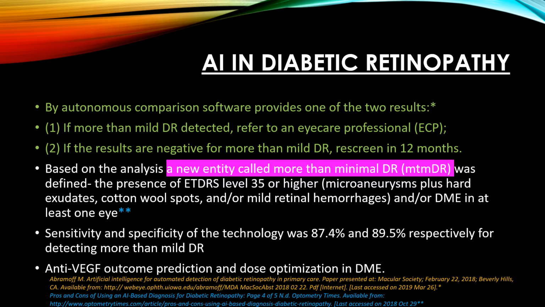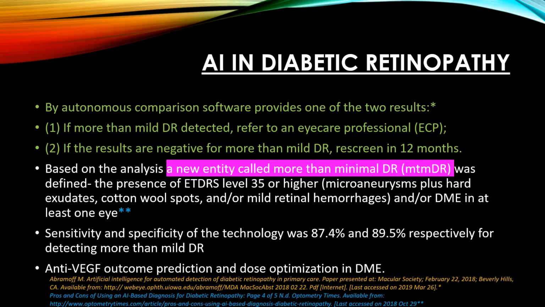So by autonomous comparison software, it provided us with one of two results. If more than mild DR was detected, we had to refer the patient to an eye care professional. And if the results were negative for more than mild DR, that is MTM-DR, then we had to rescreen the patient in 12 months. So based on this analysis, we were able to come up with a new entity called more than minimal DR. So how was it defined? The presence of early treatment diabetic retinopathy study level 35 or higher. That is, clinically we have microaneurysms plus hard exudates, cotton wool spots, and/or mild retinal hemorrhages and/or DME in at least one eye.